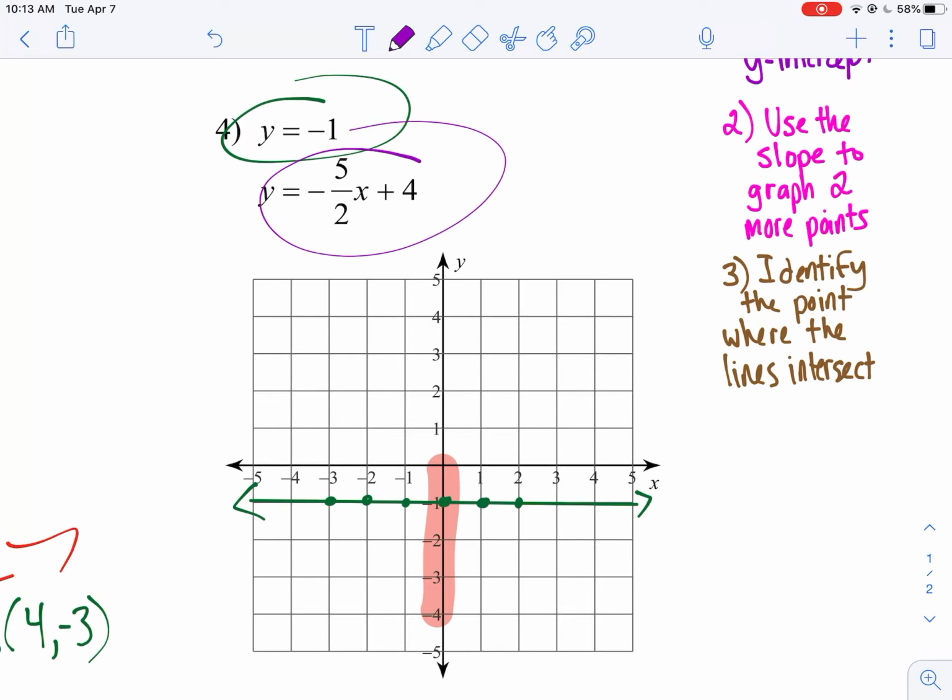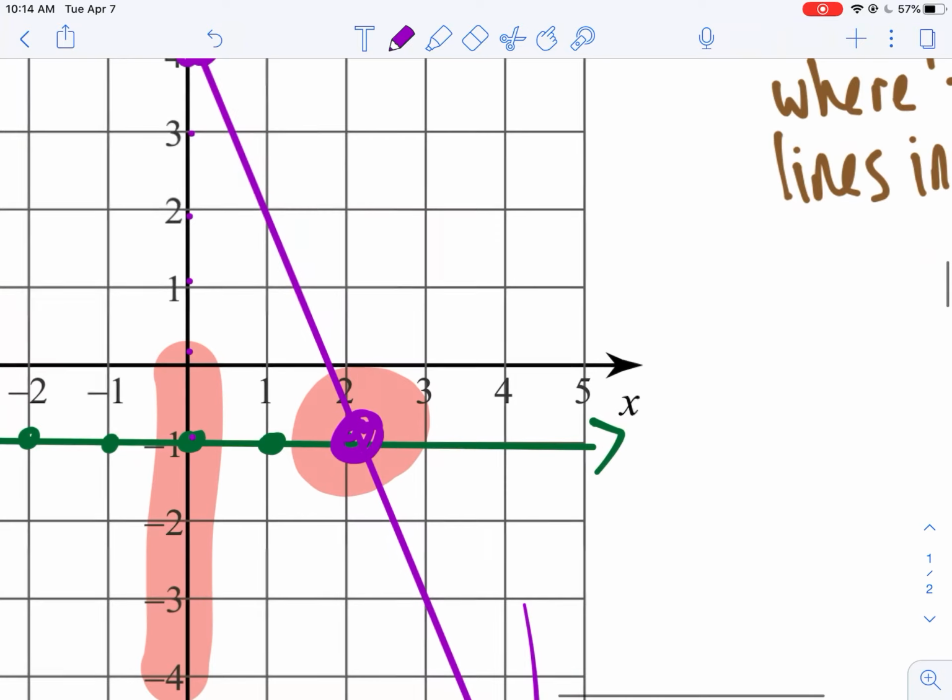Next, we have -5/2 for our slope, and we have 4 as our y-intercept. So I'm going to start at 4, right up here. Now for my slope, that means I got to go down 1, 2, 3, 4, 5 over 1, 2. That gives me my next line here. I am not done. This is not the solution. The solution is where they cross, which is right here. That's why we graph these. We want to find that solution.